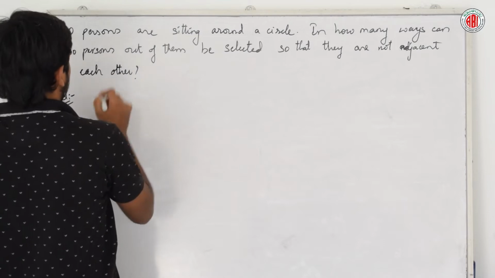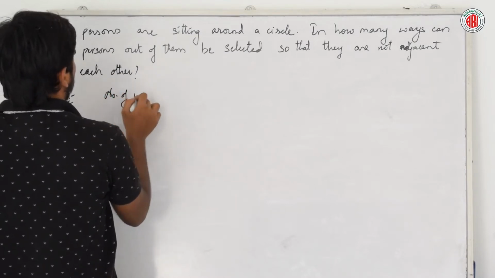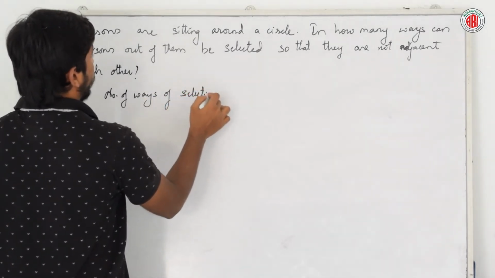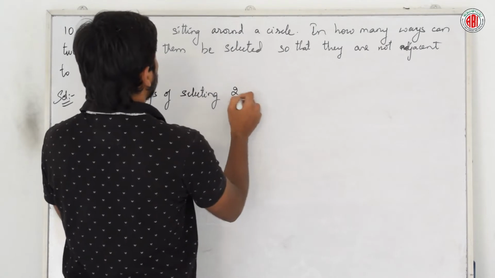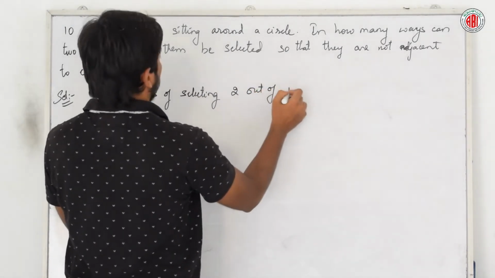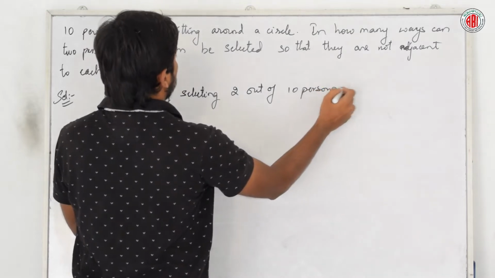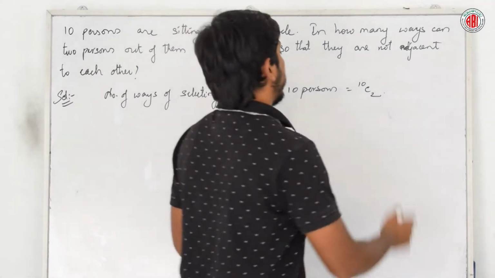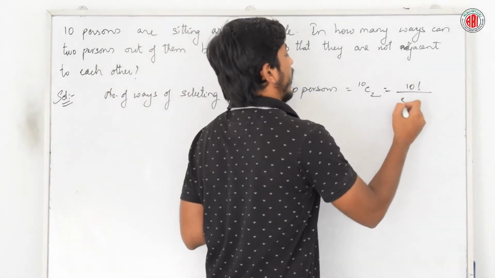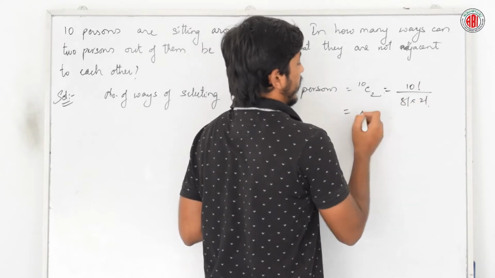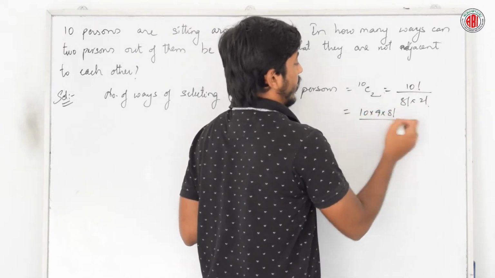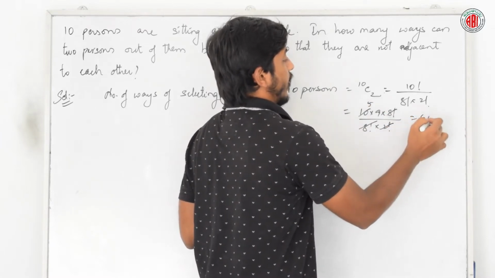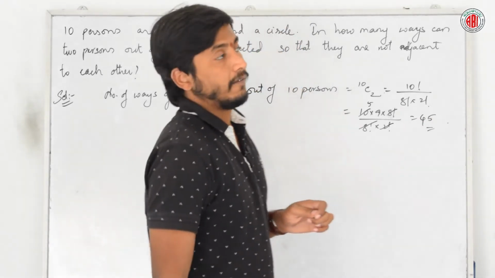Given 10 persons, the number of ways of selecting 2 out of 10 persons is 10C2, isn't it? What is 10C2? 10C2 is nothing but 10 factorial by 8 factorial into 2 factorial, that is nothing but 10 into 9 into 8 factorial by 8 factorial into 2 factorial. These both will get cancelled. 2 ones are 2, 5 nines are 45. Is it? Fine.